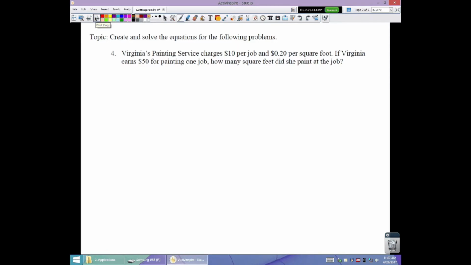Number 4, we are going to create and solve an equation for this word problem. Virginia's painting service charges $10 per job. The $10 per job is our flat fee, and 20 cents per square foot is the rate of change. So flat fee, rate of change.